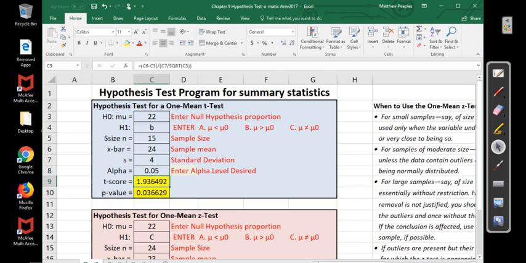So the question now is, do we have enough evidence to reject? Well, we're going to use our p-value test. Remember that our p-value test said that if the p-value was less than or equal to our set alpha, we have enough evidence to reject. So our p-value in this case is 0.0366, so 0.037. So what does that mean?